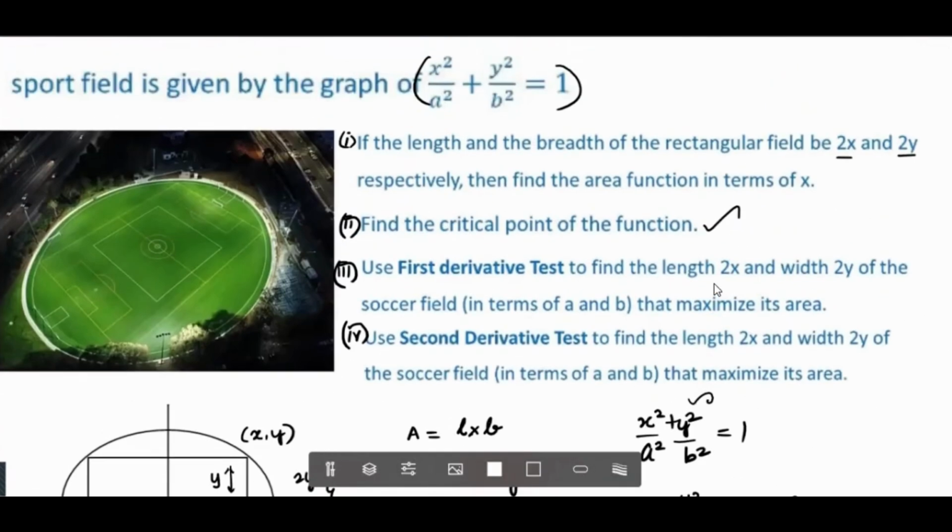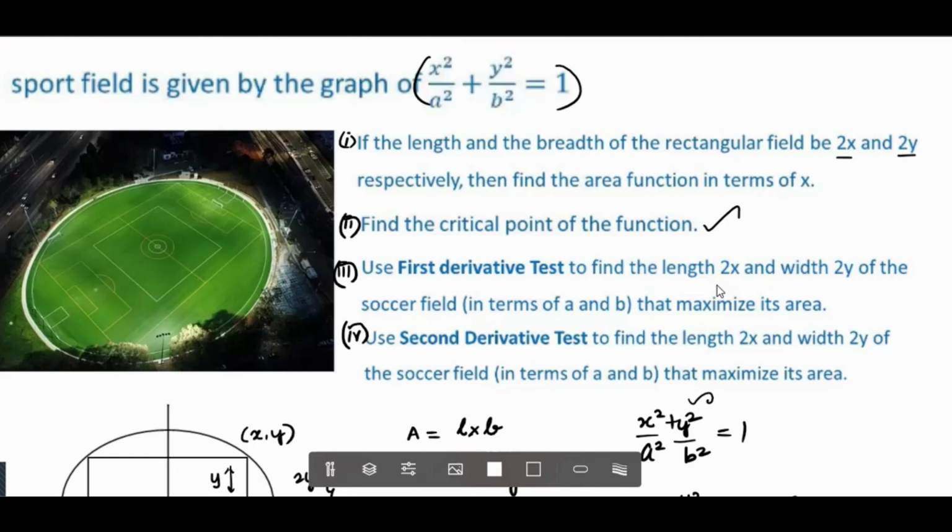For the fourth subdivision, use the second derivative test to find the length 2x and width 2y of the soccer field. We need to ensure the second derivative test is used very carefully, okay? Unless they ask in the exam, you don't have to solve using the second derivative test. But in this question, they've asked for it, which means we use it to verify whether the critical points we have found give the maximum area.